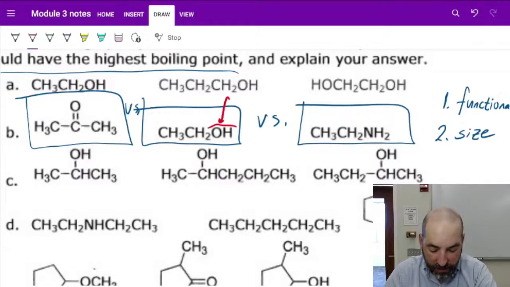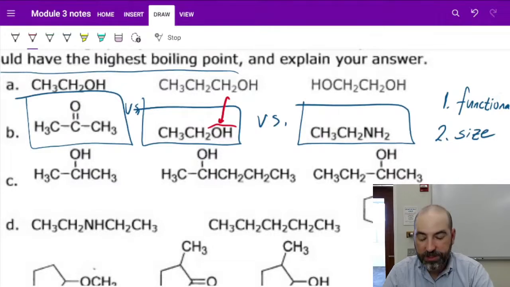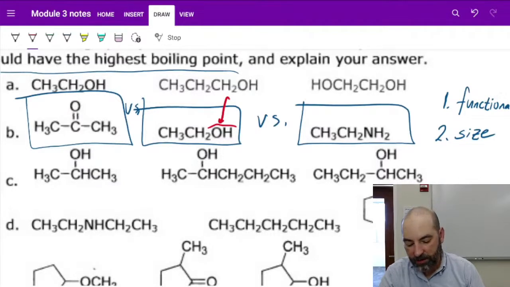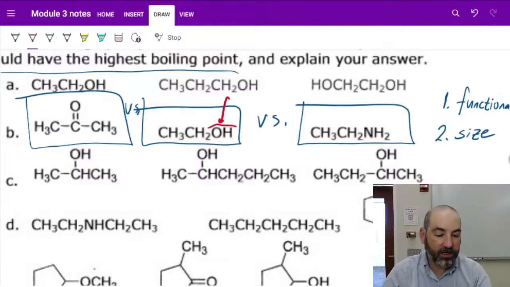Some common mistakes here are, first, to look at the double bond over in this one and say that one's going to be stronger because of a double bond. That's wrong. It's true that a double bond is a stronger bond than a single bond, but when we boil a compound, we don't break any of the covalent bonds. We just separate the molecules from each other. So the molecules are still intact, they're just separated from each other, but the bonds inside aren't broken. So whether or not something has a double bond doesn't really influence it that much.